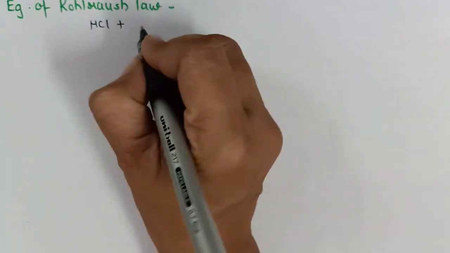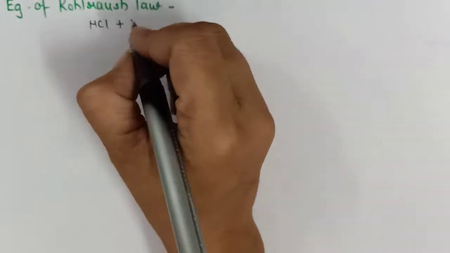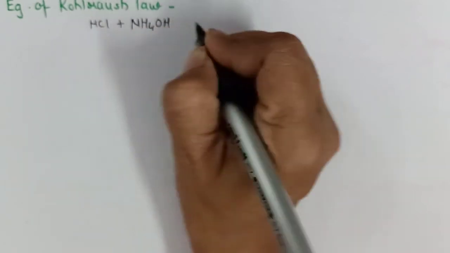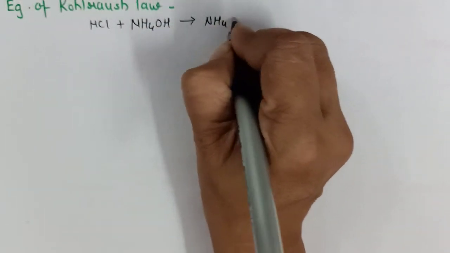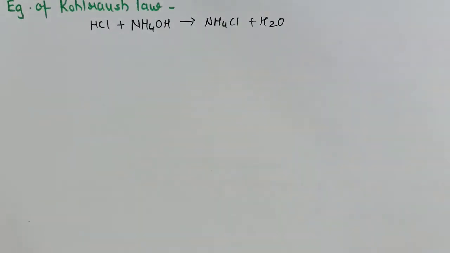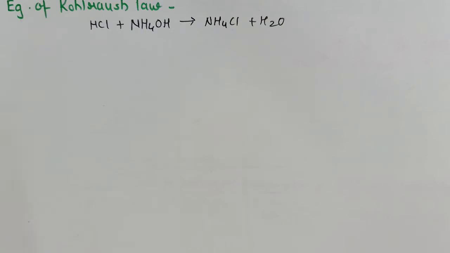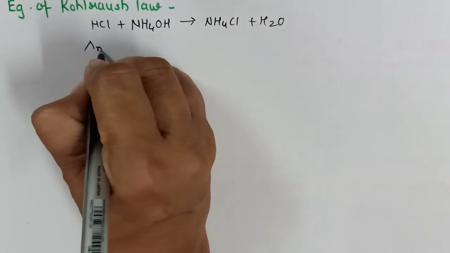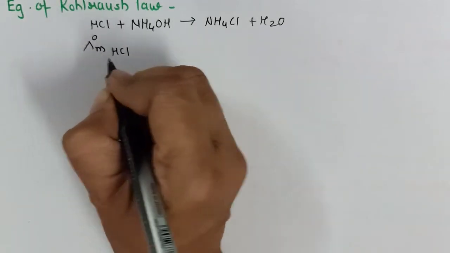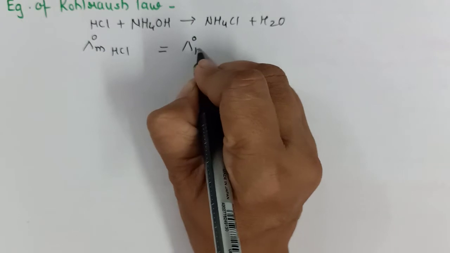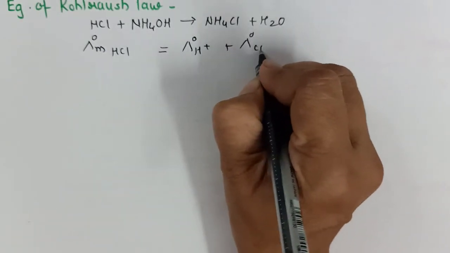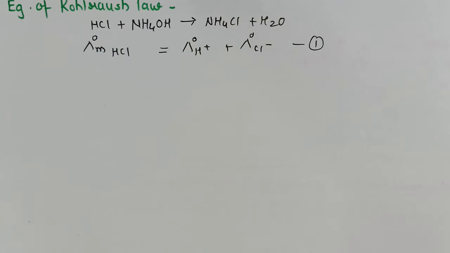Let us see how we can use Kohlrausch law to find the limiting molar conductivity of a weak electrolyte. I will take a very simple example. HCl plus NH4OH gives NH4Cl and H2O. Now I want to find the limiting molar conductivity of ammonium hydroxide, which is a weak electrolyte. For that, first of all, I will calculate the limiting molar conductivity of HCl, that is equal to lambda naught H+ plus lambda naught Cl-. Let us label this as equation number 1.